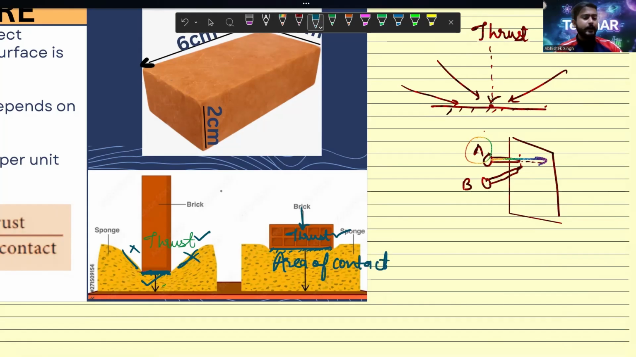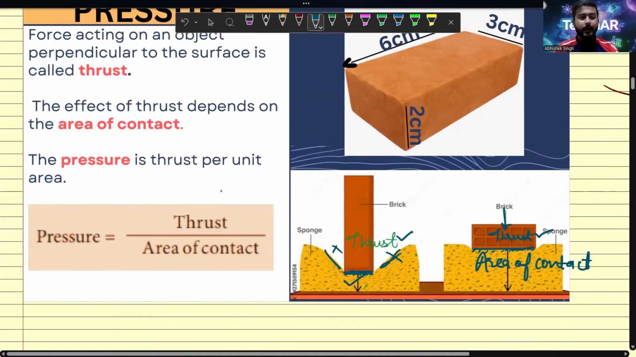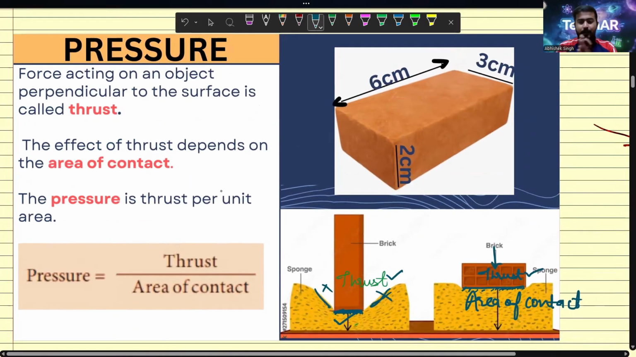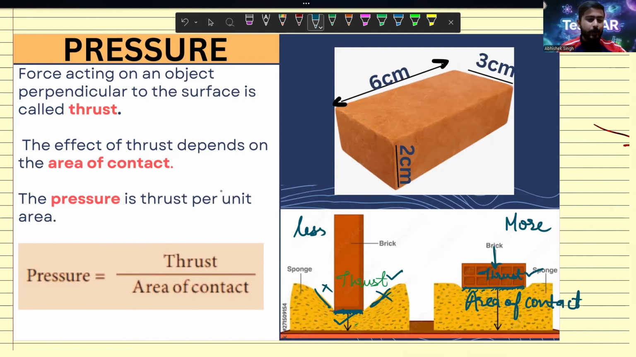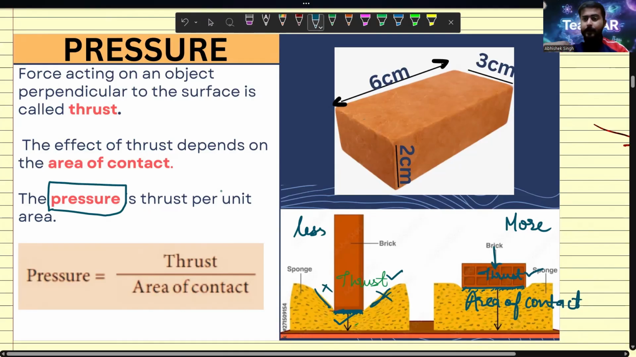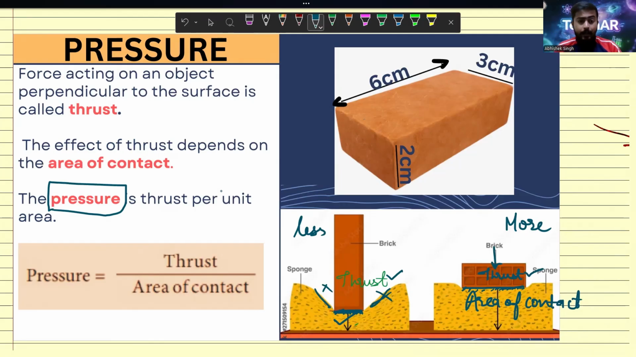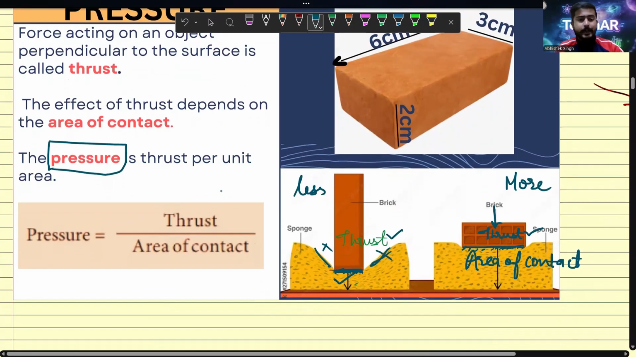And just because of that, you can see that the sponge 1 is getting pressed more, and the sponge 2 just moves a little bit. Why? This is the concept where we talk about pressure. So pressure is a physical quantity that is denoted by thrust acting per unit area. Getting it? That means how much thrust is applied, that means how much perpendicular force is applied on how much area. This is the thing where pressure is calculated.